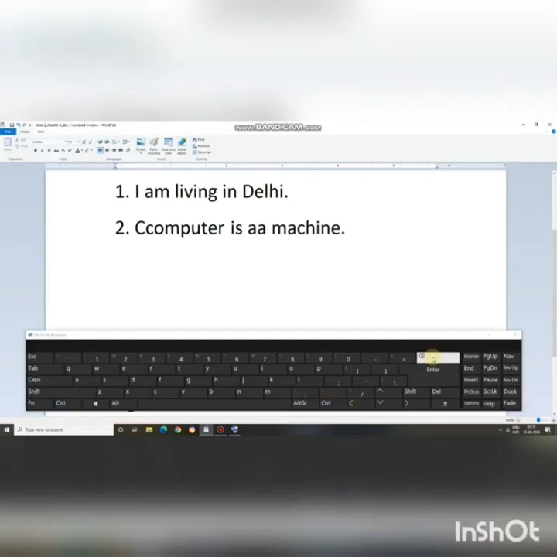Again I am doing it. See, again I am doing it. There are two A's. The moment I click this backspace key, it erases from the left hand side. Very good. Now again, one more mistake is left out.